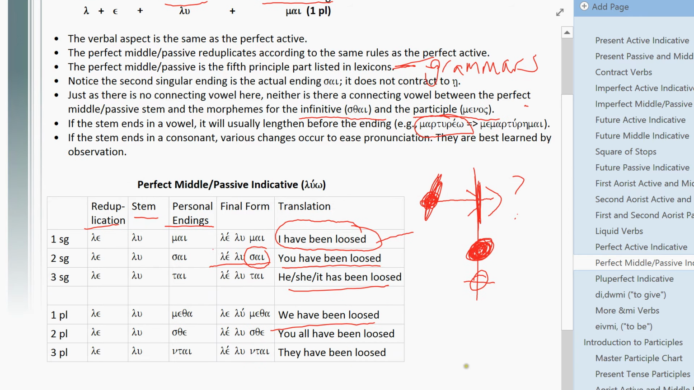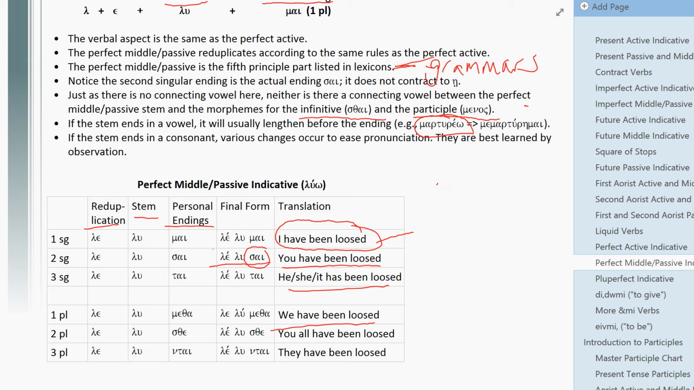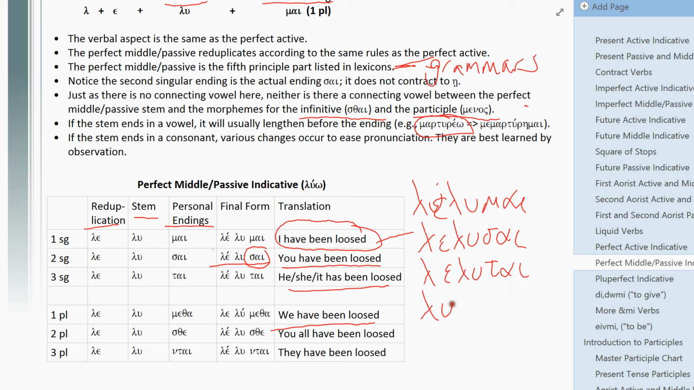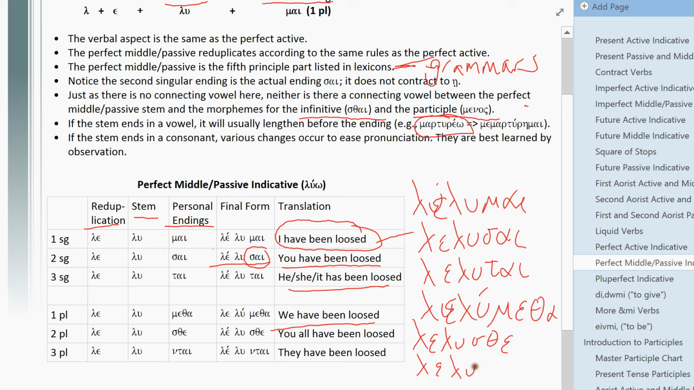So, if you write these out, however you do this, perhaps you like to write them out, perhaps you like to say them out loud, perhaps you like to make flashcards, but one of the best ways is to simply write them out. Lelumai, lelusai, lelumetha, and I'm doing this now in the hopes that it might help it stick in your brain. You can put in accents if it helps you pronounce it. Lelusthe and leluntai.